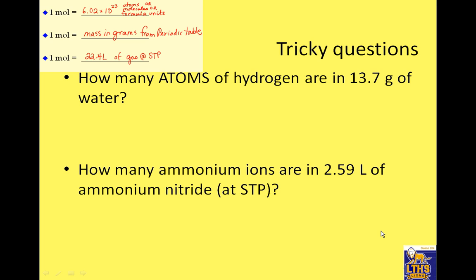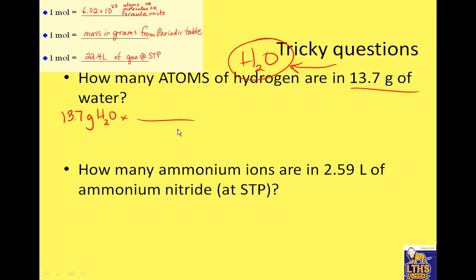All right, so here are some tricky questions. How many atoms of hydrogen are in 13.7 grams of water? Okay, well here's water, H2O. So what represents water? A molecule. But what's part of that molecule? Hydrogen atoms. So this is actually 3 steps. 13.7 grams of H2O. The first step, we have to change grams into moles. But it's still water the whole time. Grams of water. And then moles of water can help us get to molecules, because that's what represents water, molecules.